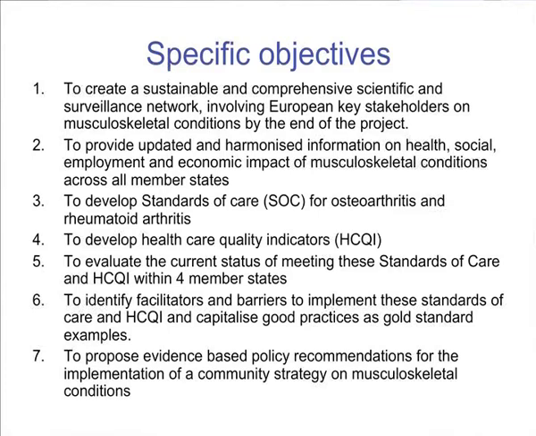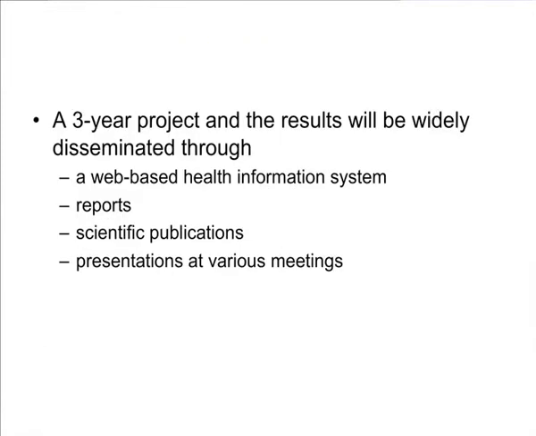So in a way, we're creating a platform, we're supplying data on disease, health economy. Then we work on standards of care, quality indicators of care. Then we're looking at whether these quality indicators are being used. What is it that inhibits or facilitates implementation of these standards? And then we can make some recommendations. It's a 3-year project, and the results will be disseminated through a web-based health information system, through reports, scientific publications, and of course also through meetings maybe like this.